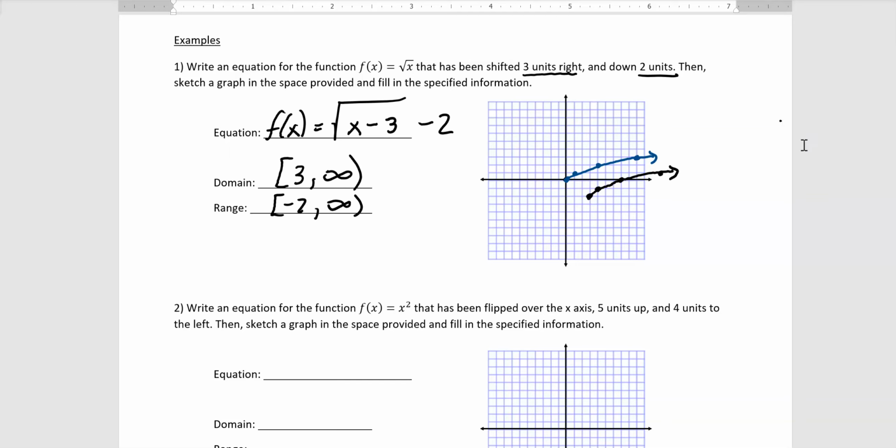See how the domain and the range relate to the transformations that occurred? The right 3 appears in the domain, the down 2 appears in the range. All right, let's look at another.